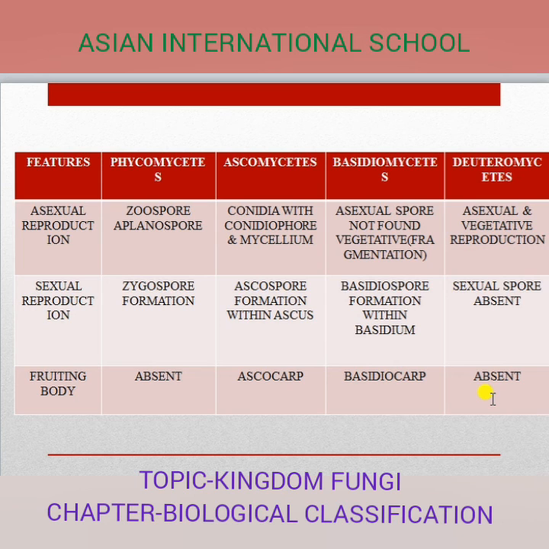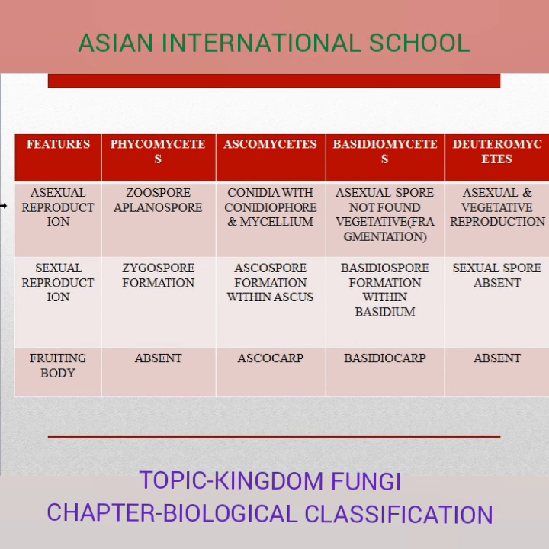Here also some specific points are written. The next point is asexual reproduction. In case of asexual reproduction, keep in mind that phycomycetes produce zoospores and aplanospores, and ascomycetes produce conidia. That conidia is present on the stalk-like structure, the conidiophore, as well as on the surface of the mycelium. These conidia are commonly found in Penicillium also.